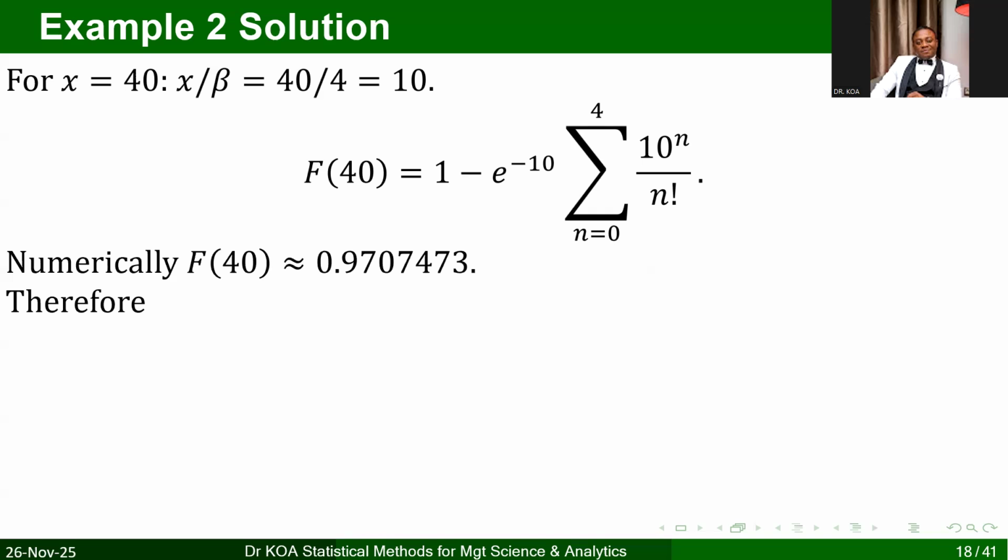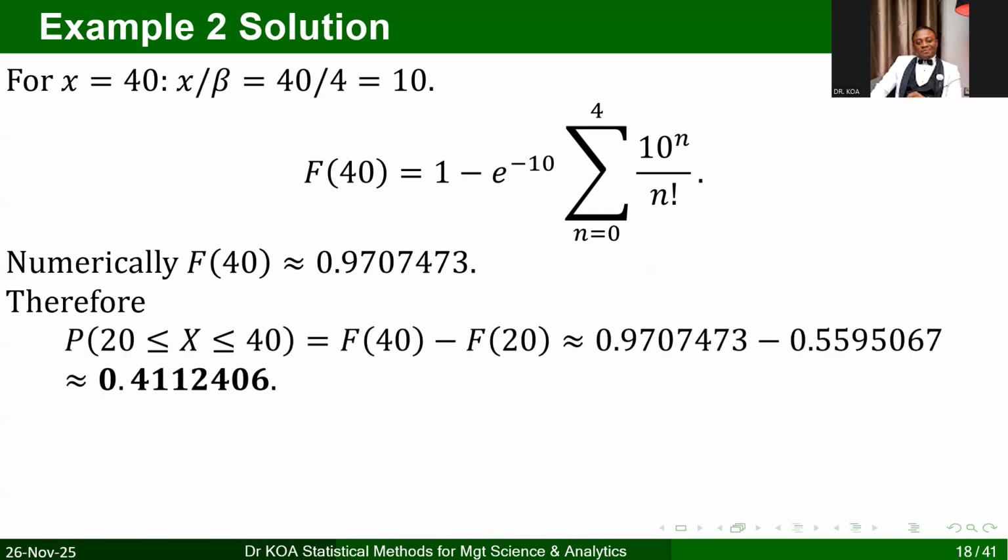You now subtract the first one from the second one. The first one is for 20, the second one is for 40. So you subtract the cumulative of 20 from the cumulative of 40, and that will give you 0.411. So that's the most important.